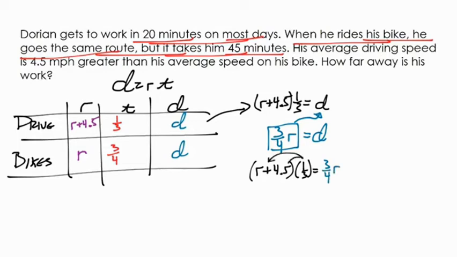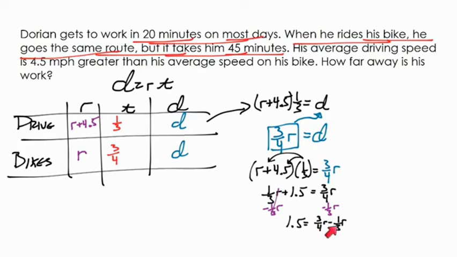I'm going to distribute, and I get a third r plus 1.5 equals 3/4 r. I'm going to try to collect my terms with r onto the same side of the equation, so I'm going to subtract a third r there, and I'm going to subtract a third r there, and I have 1.5 equals 3/4 r minus a third r. Now I'm going to run out of space, but it's okay.